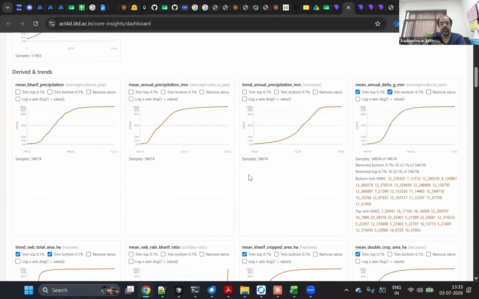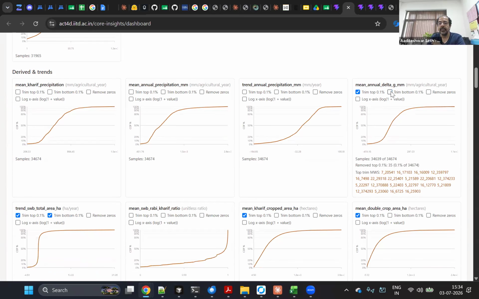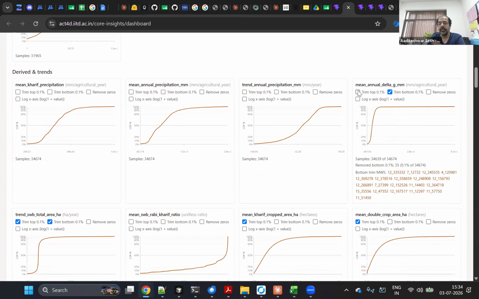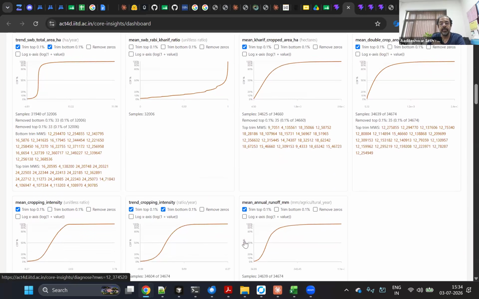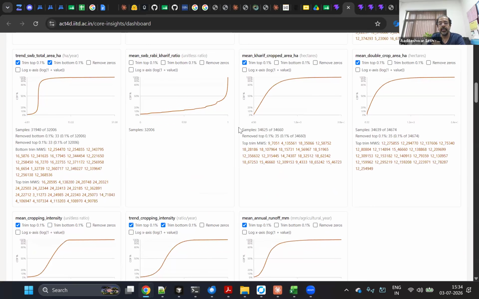This is what's called a cumulative frequency distribution. It shows, for example, the mean annual delta G, which ranges from some negative to some positive, and we put in some simple tools. You can chop off the top 10% or bottom 10% so that you get a narrower band in which to look at the values. You can convert it into a log scale; anything non-negative you can convert to a log scale. This was useful to find out what the median is, what the 80th percentile is.